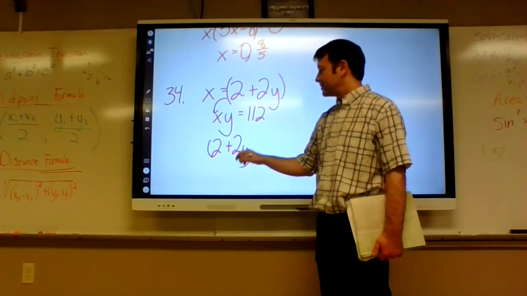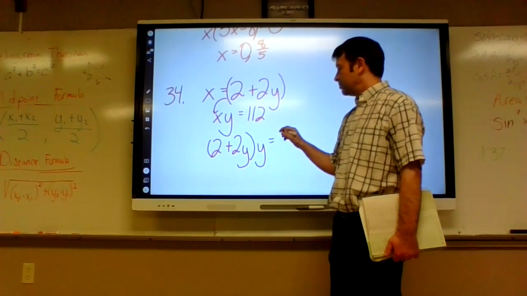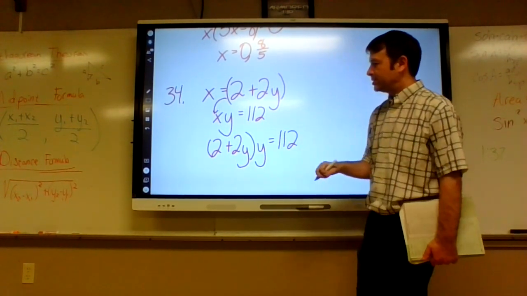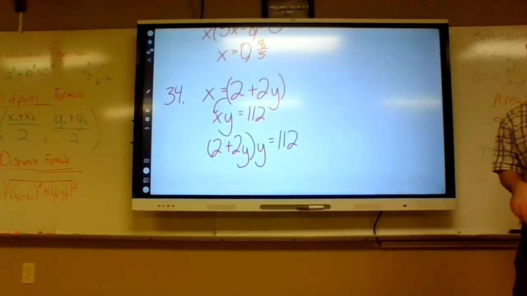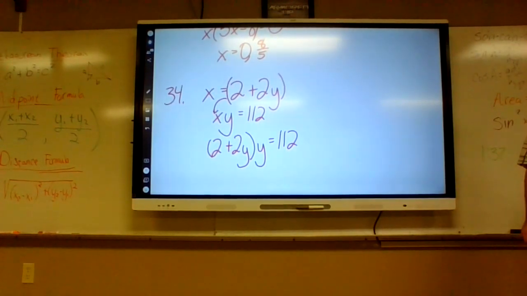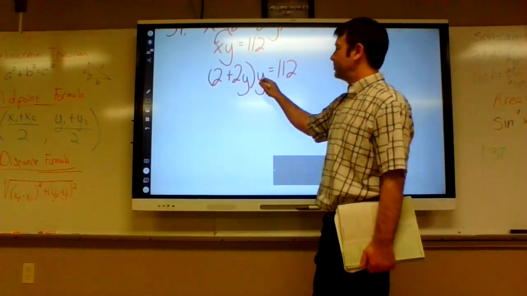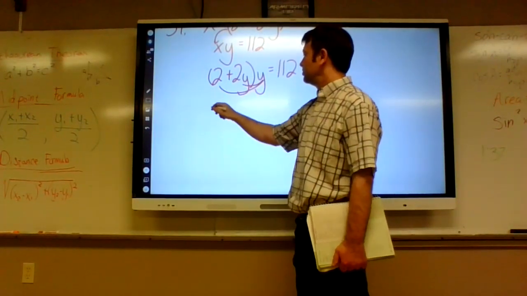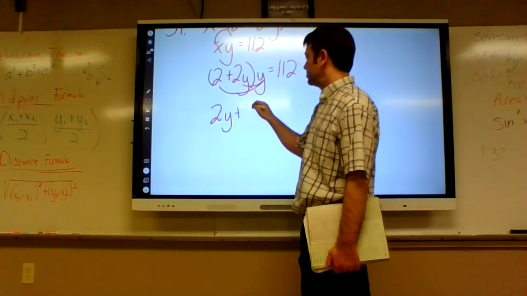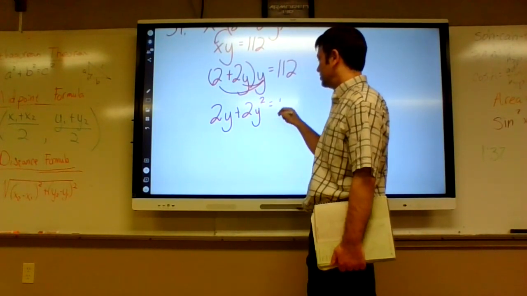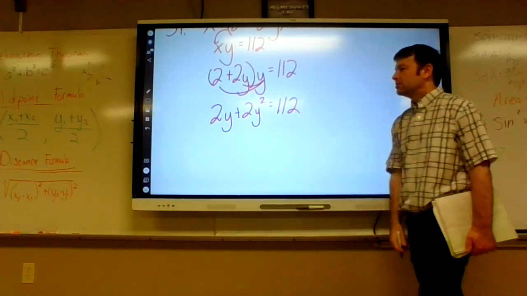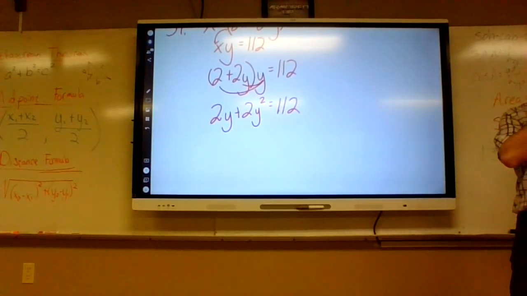When we do that, we get an equation with just one variable instead of two variables. So it's 2 plus 2y times y equals 112? Yes, we can use the distributive property. Getting closer.